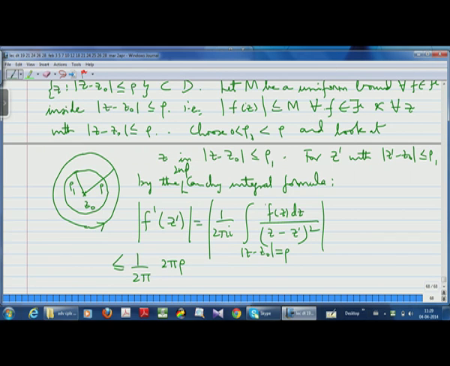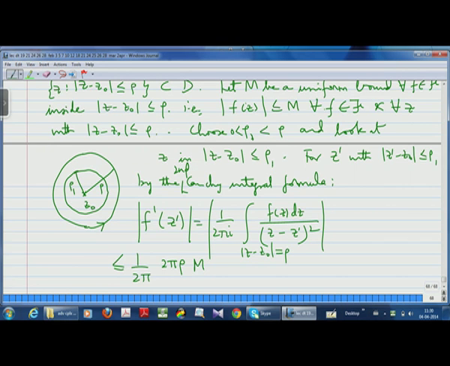The modulus mod f is going to be bounded by M, because mod f is always bounded by M for all f in the family script F. Okay, so mod f is bounded by M, so I can put this M here. And as far as the denominator is concerned, look at this. The z is lying on the contour of integration, and my z prime is lying in the smaller disk, so my z prime is here.